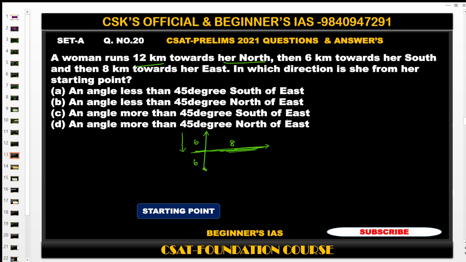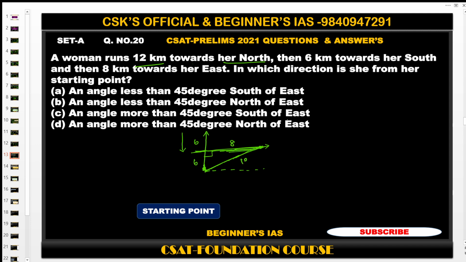In which direction is she from the starting point? Listen carefully. The starting point, this is the ending point. Now listen carefully. I am making this reference here, and I will tell you why. Just tell me this distance first. What is this distance? Use the Pythagoras theorem, 90 degrees here. Then root of 64 plus 36, under 10.